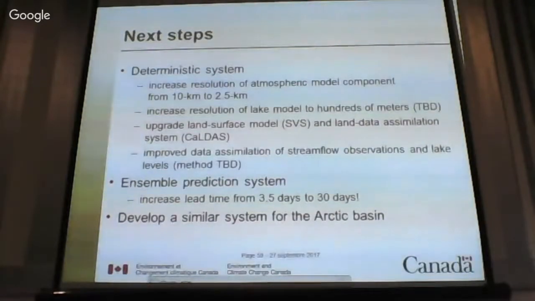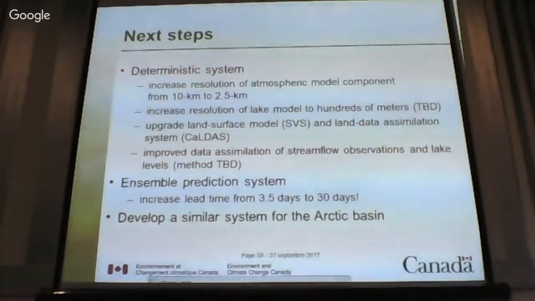So the next steps are to increase the resolution of the atmospheric model from 10K to 2.5K for the coupled system on Great Lakes, and increase the resolution of the lake model. We're preparing a major upgrade to the land surface model. We want to improve data assimilation of stream flow observations, but there it's much more fuzzy what we're going to do, so we're still exploring very much. And we want to go to ensemble prediction for that system up to 30 days.